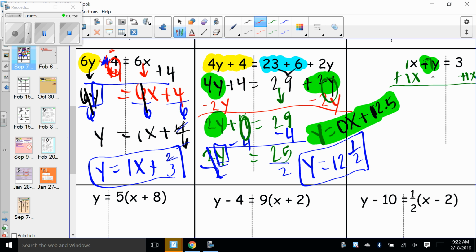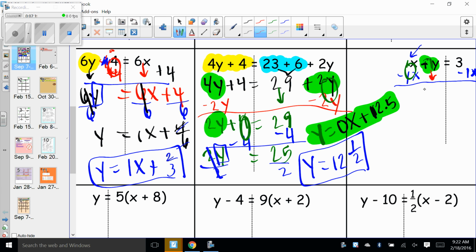Ooh, I made a mistake there, guys. Let's go back. Did you see my mistake? See, even fabulous Ms. Volkman makes mistakes. I need to get rid of this 1x. I should be subtracting 1x right here, not adding. Make sure you check that out. That should have been a subtract 1x. My fault.